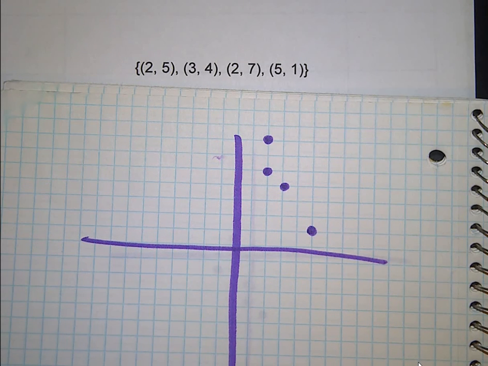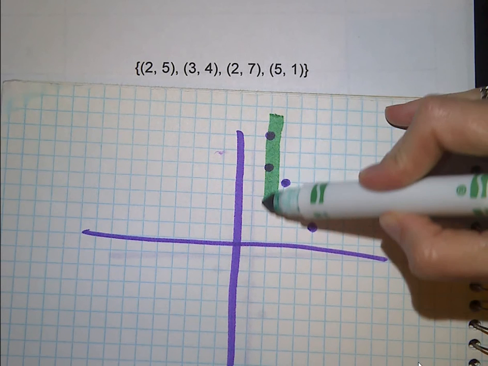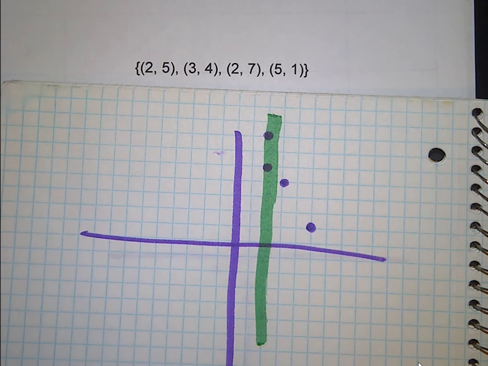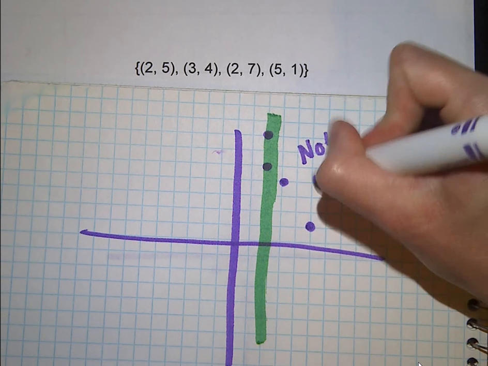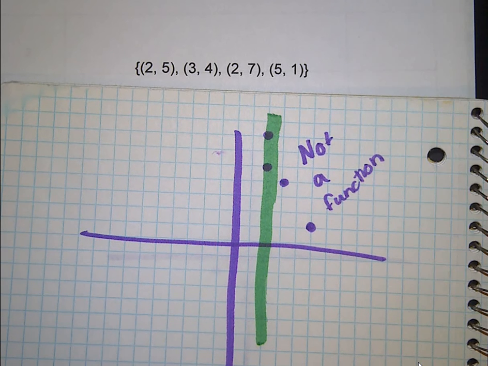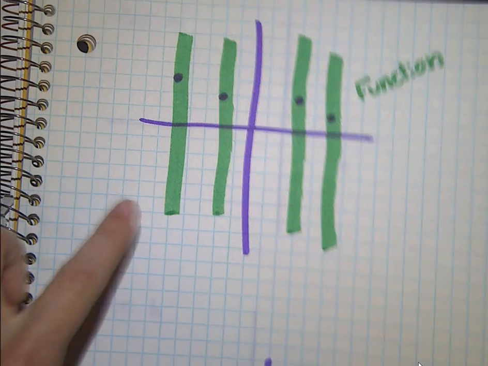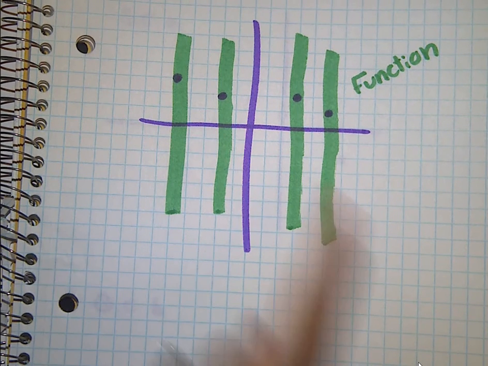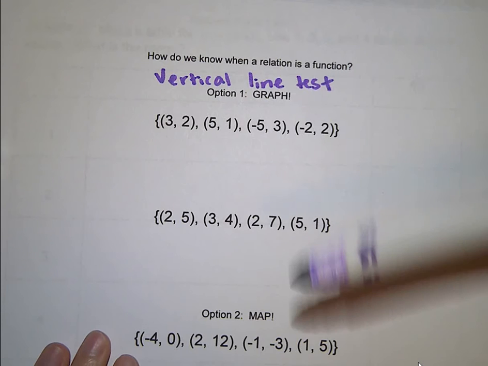If I use the vertical line test now to test this, and I draw a vertical line through these 2 points, I've just gone through 2 points. That's a big no-no. Therefore, I didn't pass the vertical line test, so this is not a function. So that's not a function because I went through 2 points. Whereas this one, we're good. Each vertical line only hit 1 point. So that's one way you can test, is to graph them and use the vertical line test.